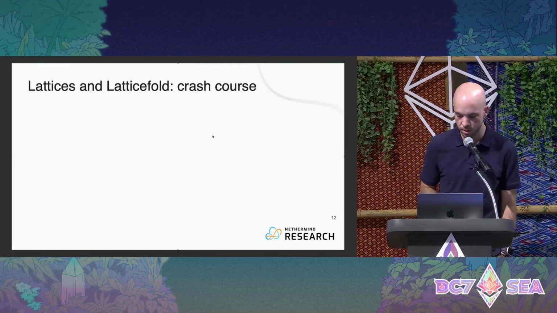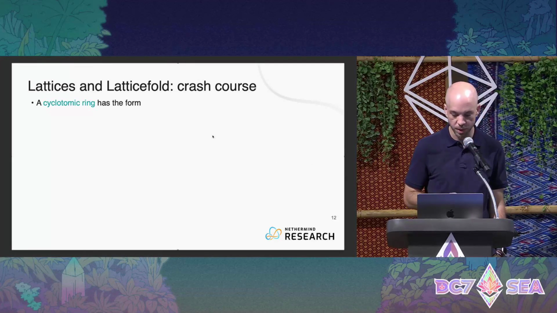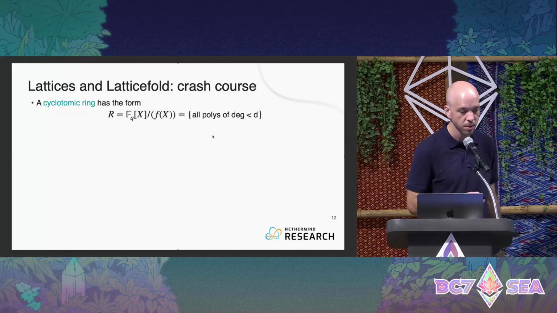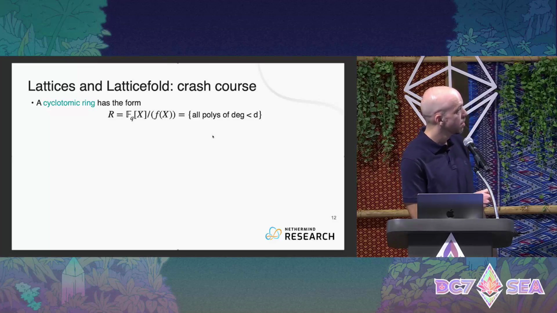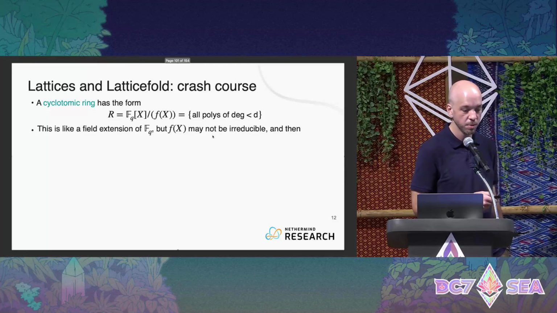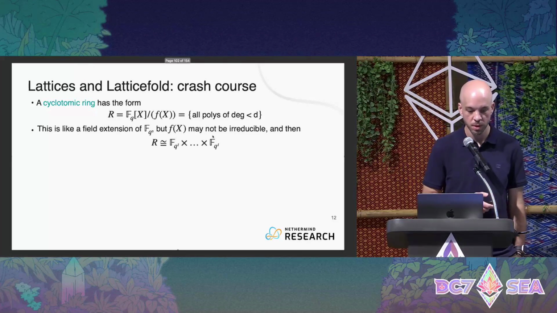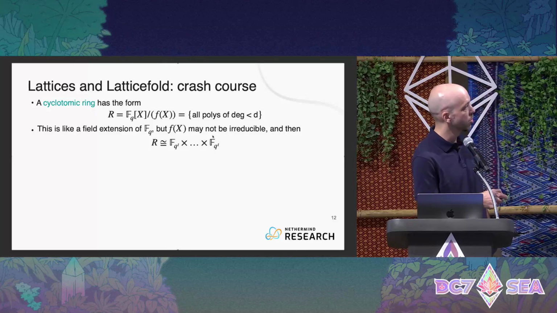Okay, so a bit on lattices and LatticeFold. LatticeFold and many lattice-based schemes work over so-called cyclotomic rings. Cyclotomic rings look like field extensions, right? You take a ring of polynomials over a finite field, and quotient it by an ideal generated by a polynomial. However, here, the quotient polynomial may not be irreducible. And in this case, this means that the ring splits as a direct product of several field extensions.